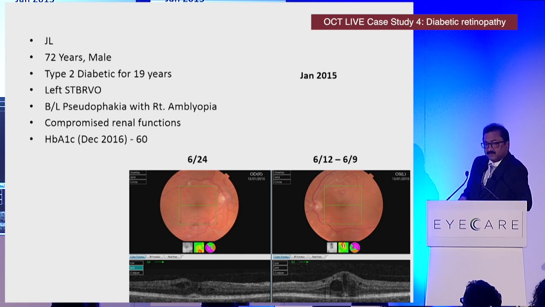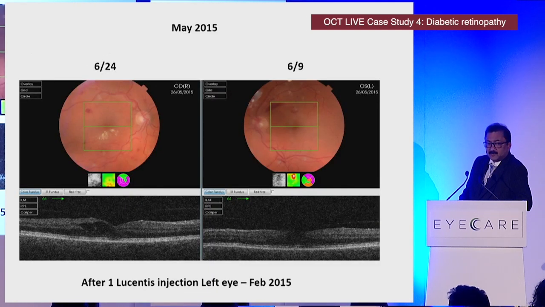So we listed him for a course of 3 Lucentis injections in the left eye, but he could get only 1 because he was admitted to hospital for various other medical reasons. The injection was done in February 2015, and this is his left eye, slightly better after just one injection.